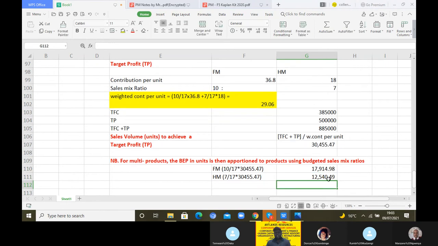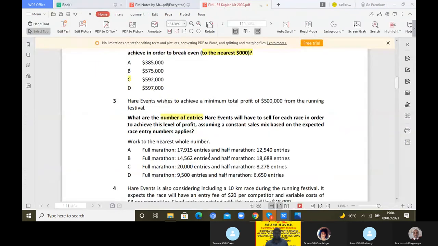Then they are saying give your answers to the nearest whole number, so meaning reduce them to the nearest whole number. So it will be 17,915 and 12,540. These are the race entries that we have to sell in order to achieve a target profit of 500,000. So the answer is A. Full marathon 17,915 and half marathon 12,540.